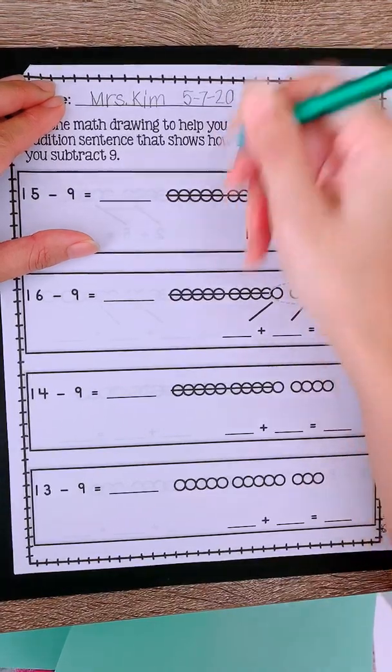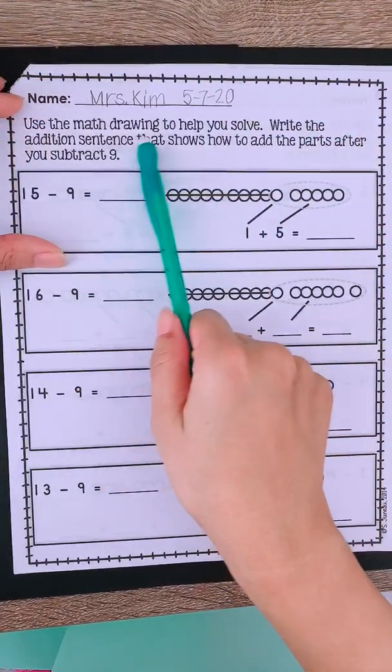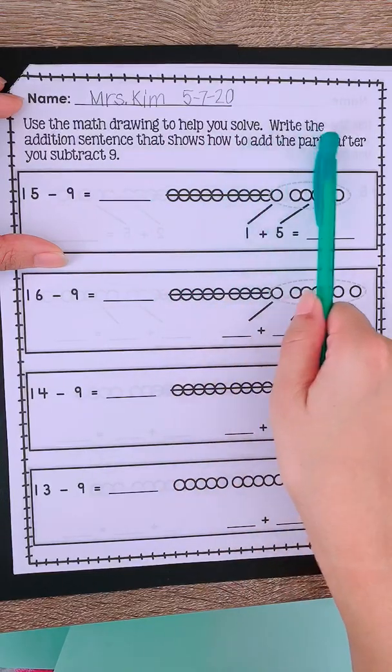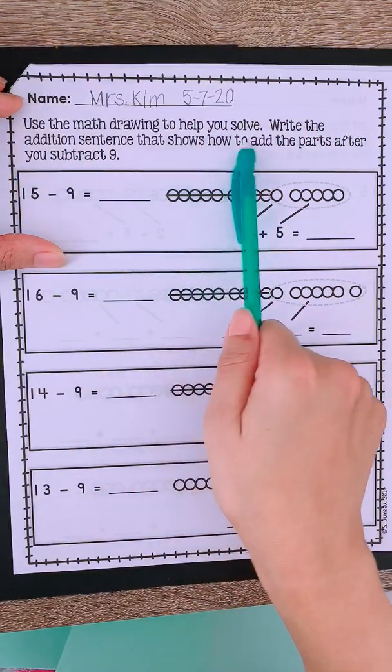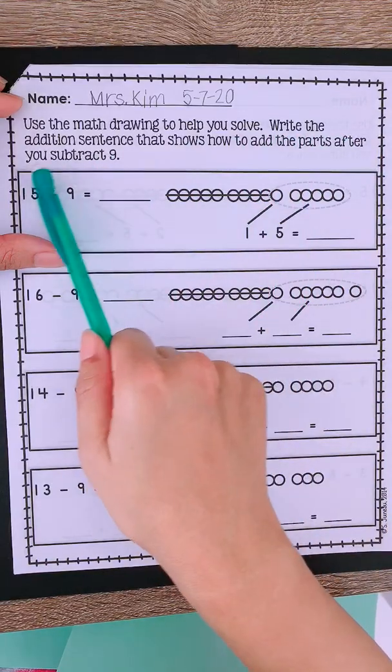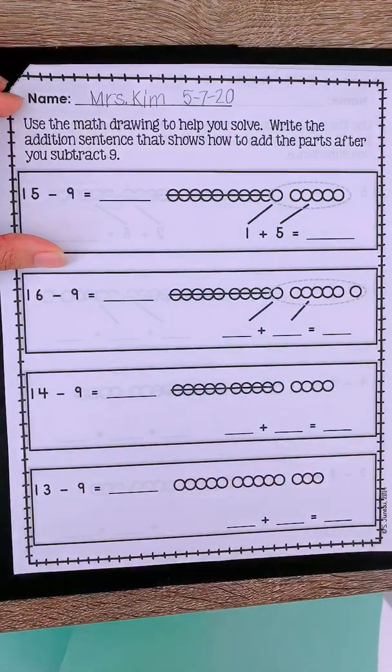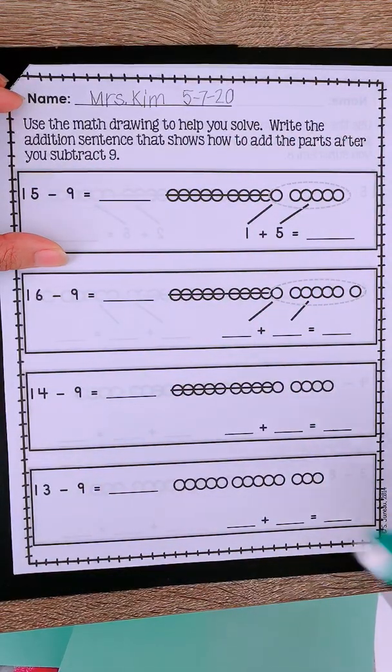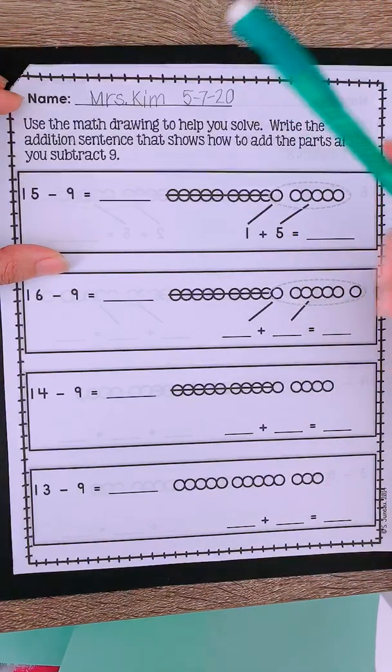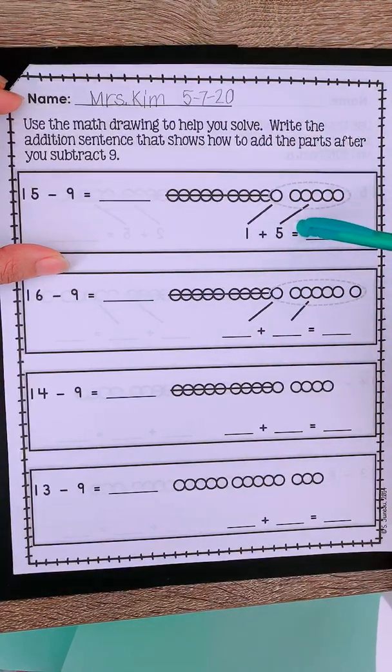So let's see today's math. It says, use the math drawing to help you solve. Write the addition sentence that shows how to add the parts after you subtract 9. So today we are doing making 10 and subtracting, but we're also trying to add to help you make the 10, which I showed you on the last 2 days.